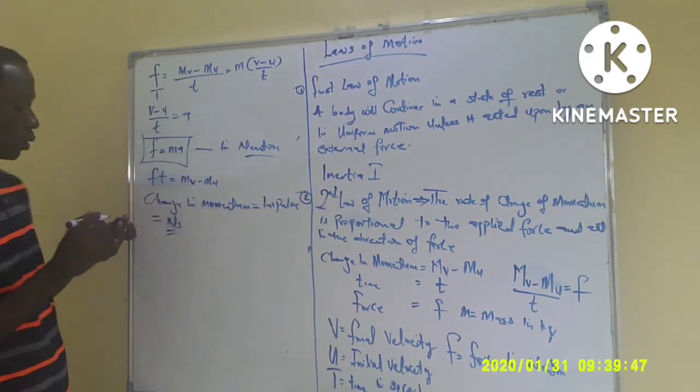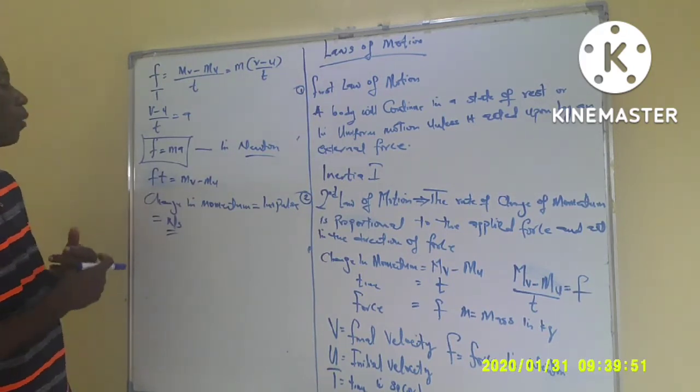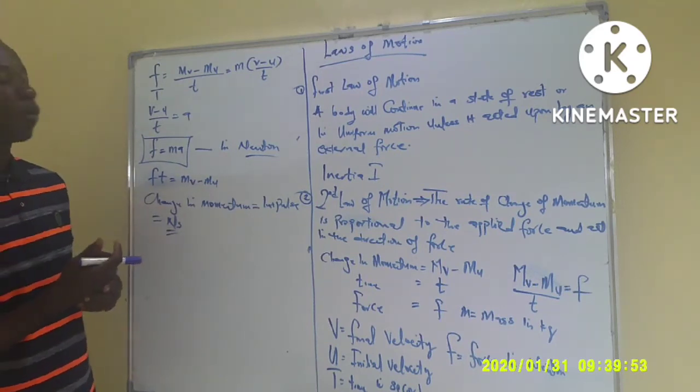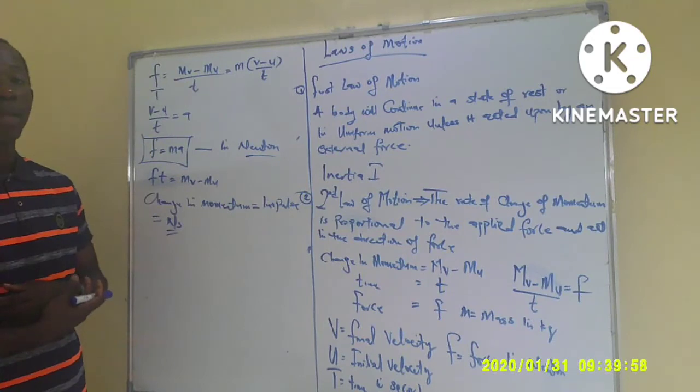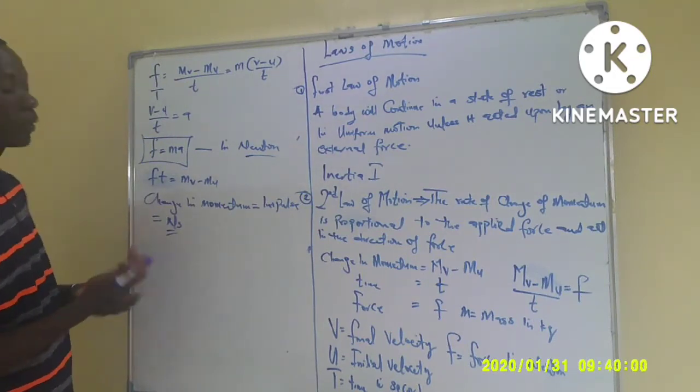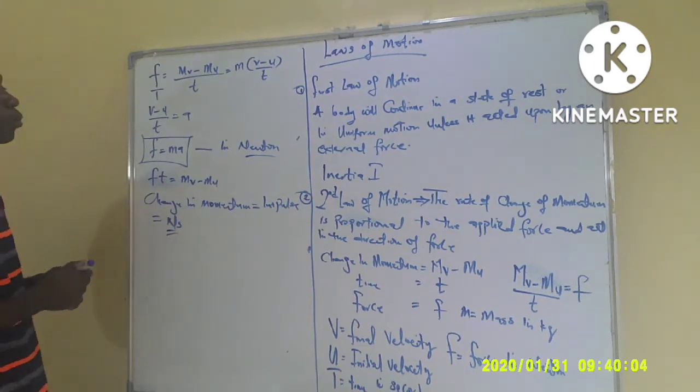And we can also define force as a product of mass, 1 kilogram of mass, with an acceleration of 1 meter per second squared. It gives us a unit of what? 1 Newton. Yes, that is the definition of force. So now we are going to the third law.